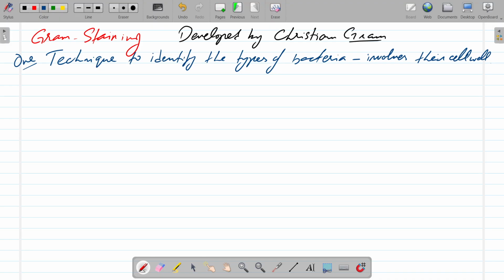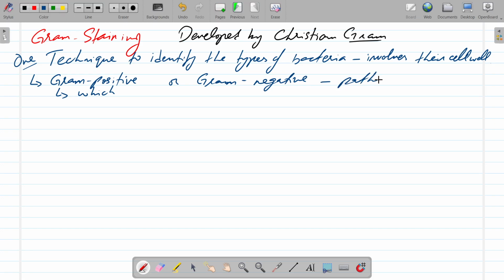And as a result of this technique, which I'll just get into, you identify the bacterial cells as gram positive or gram negative. And that helps identify which antibiotics can be used against them, right? Obviously, we're concerned about pathogenic bacteria. So which antibiotics would work?